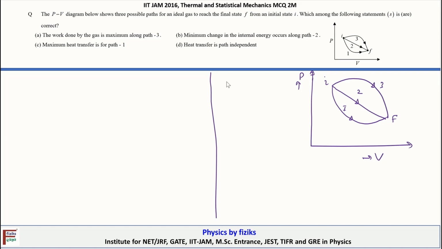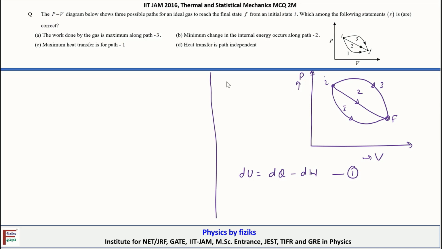Now, in order to obtain the correct option, I'm going to make use of the first law of thermodynamics here, dU equal to dQ minus dW. So let's call this equation 1. Now, when we take a look at these 3 different processes, the initial equilibrium state and final equilibrium state are common for all these 3 different processes.